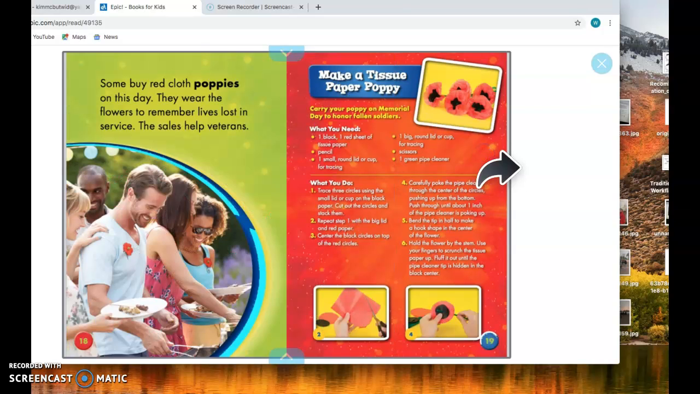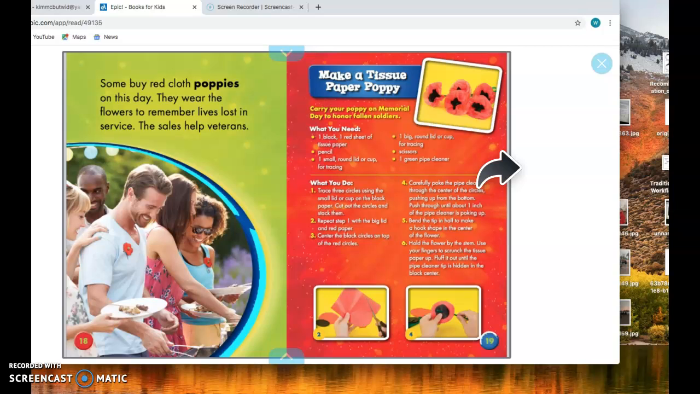Some buy red cloth poppies on this day. They wear the flowers to remember lives lost in service. The sales help veterans. How to make a tissue paper poppy. Carry your poppy on Memorial Day to honor fallen soldiers.